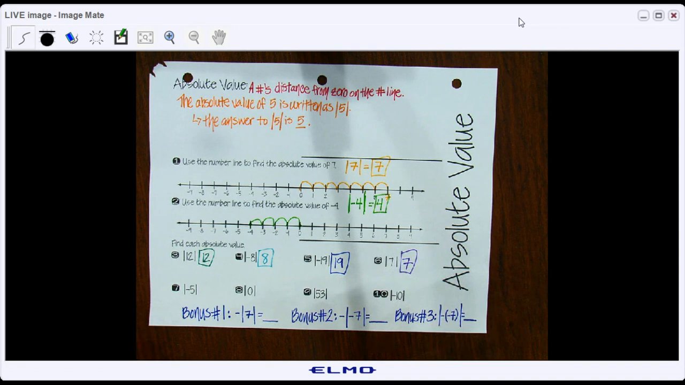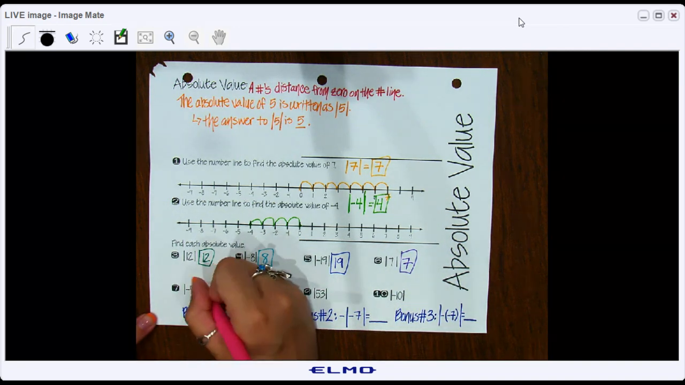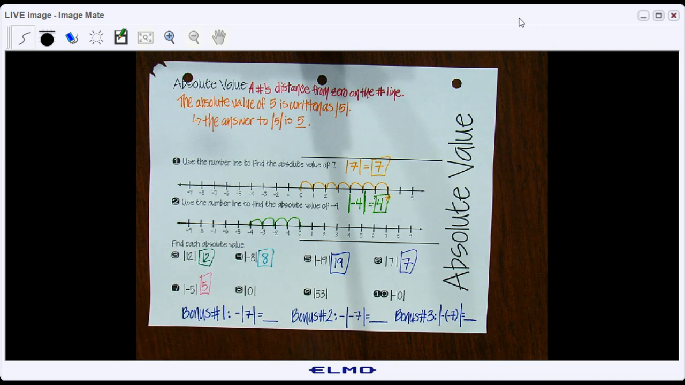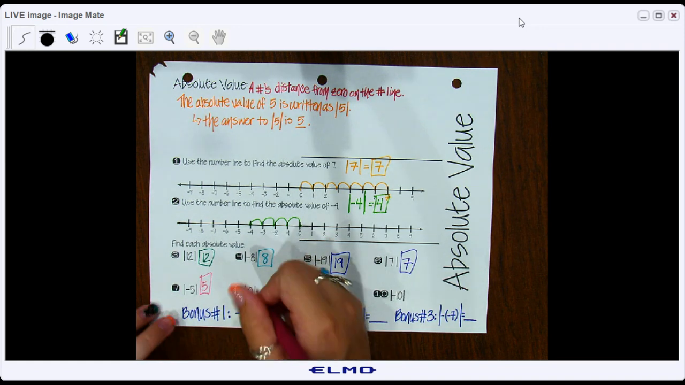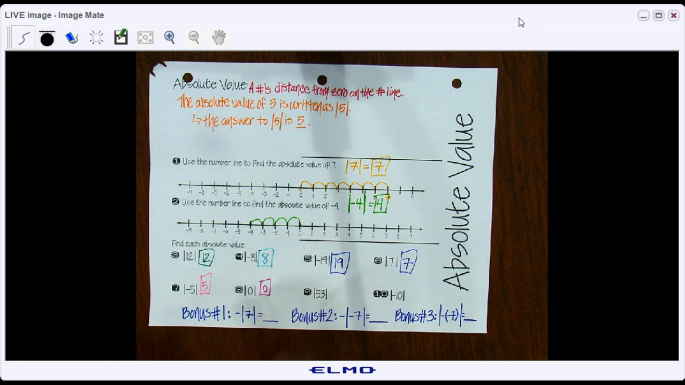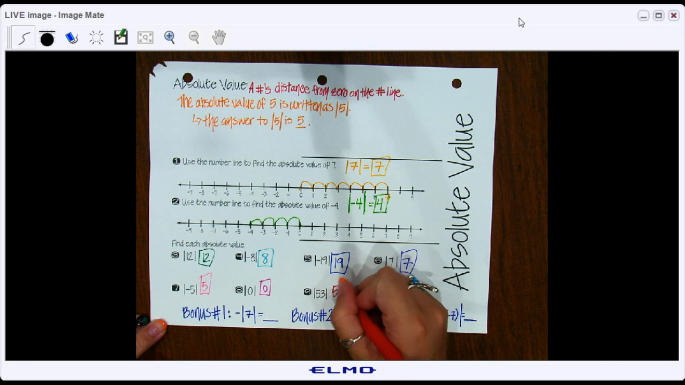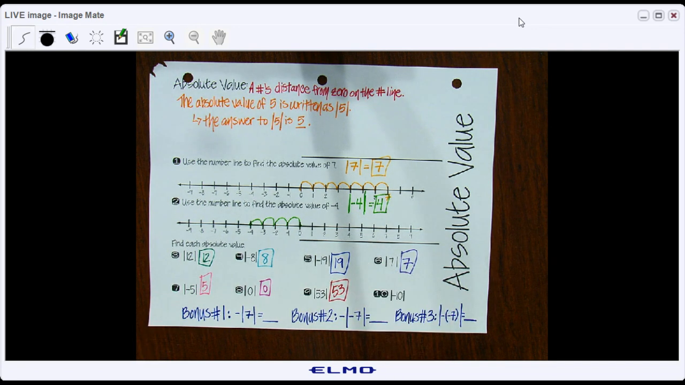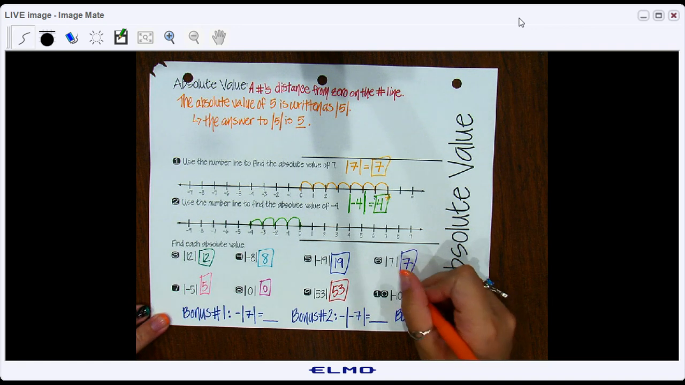I think you guys probably have the hang of it by now. The absolute value of -5 is 5. The absolute value of 0 is just 0. Okay, because it's no distance away from itself, right? It's right there. The absolute value of 53 is just 53. And the absolute value of -10 is 10.